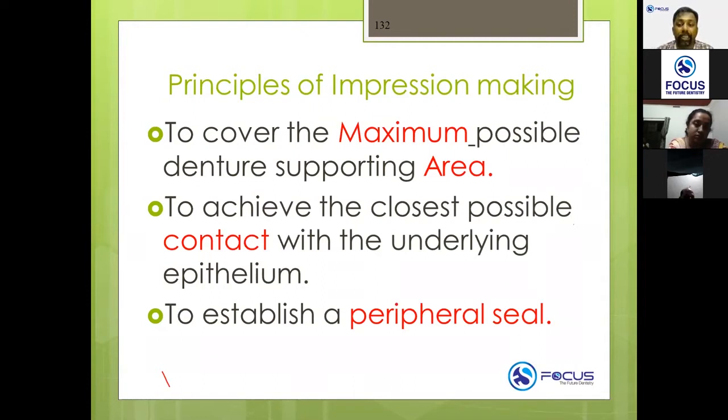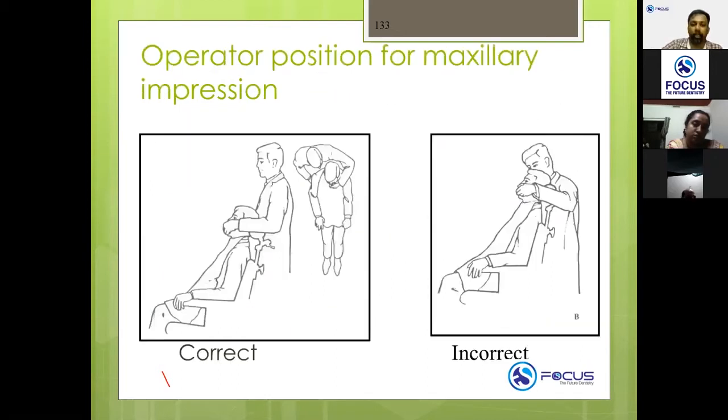And to achieve the closest contact possible with the underlying epithelium, so that a surface tension is created between the denture and the soft tissue due to the thin film of saliva. And the third one is to establish a peripheral seal so that it will provide retention. So these are the principles for impression making.